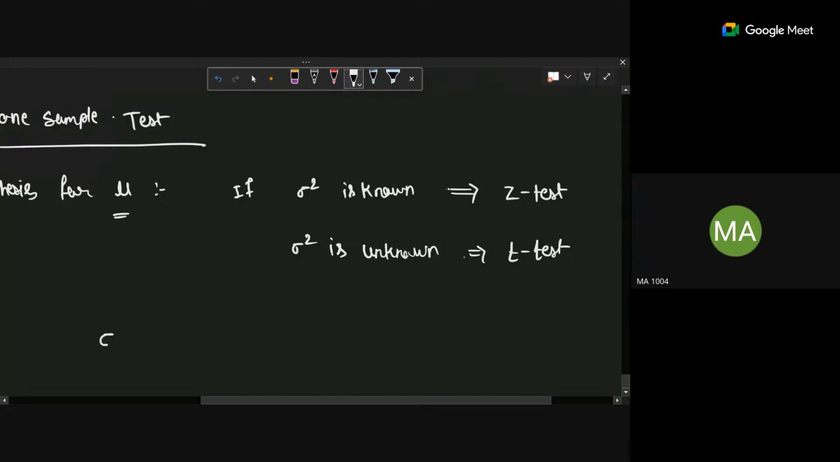Now, if we check for the variance or sigma, what will we do? If it is a one sample test and we are checking for the variance, we will go for the chi-square test, right?